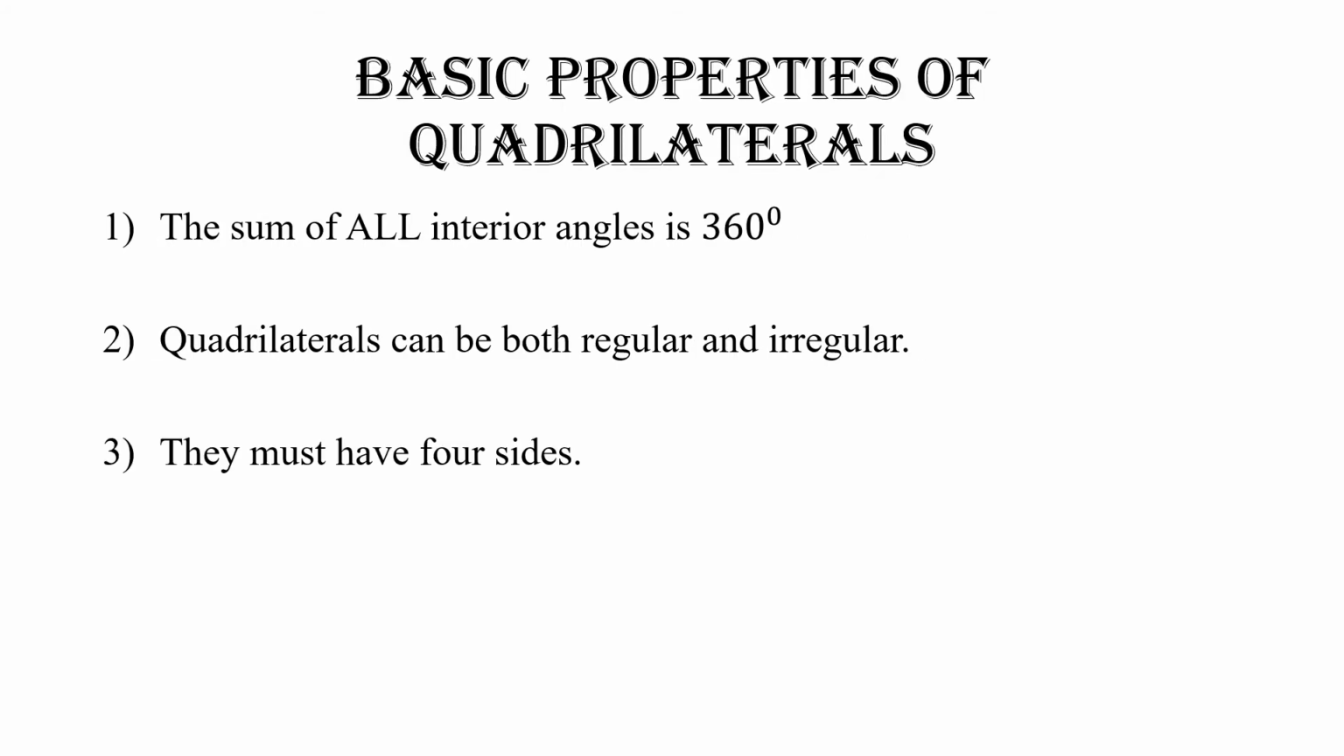Good. So let's go. Basic properties of quadrilaterals now. Let's look at some of these things that we should know. Firstly, the sum of all the interior angles in any given quadrilateral is 360 degrees. That's a must. That is compulsory.